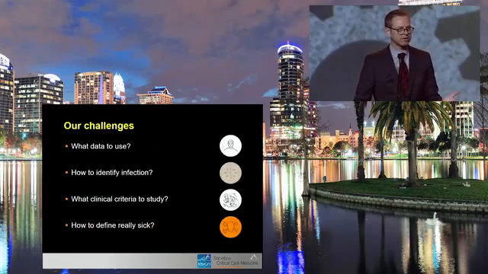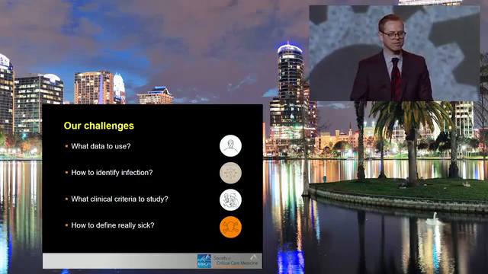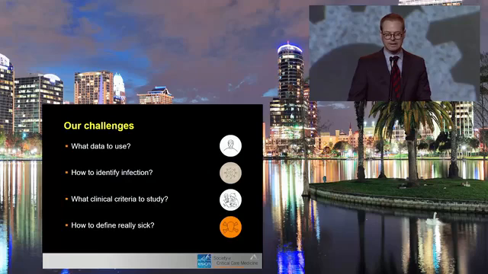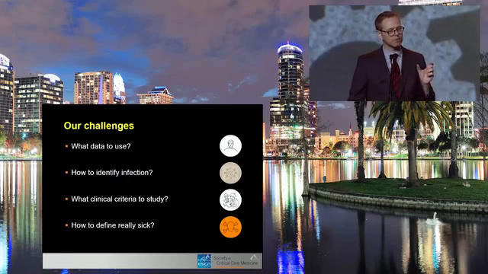So we encountered some challenges, and I'm going to outline those one by one. The first is, what data are we going to use to answer the question? The second is, how are we going to identify infection in those data sources? What clinical criteria for sepsis are we going to study? And how are we going to define this really sick group?